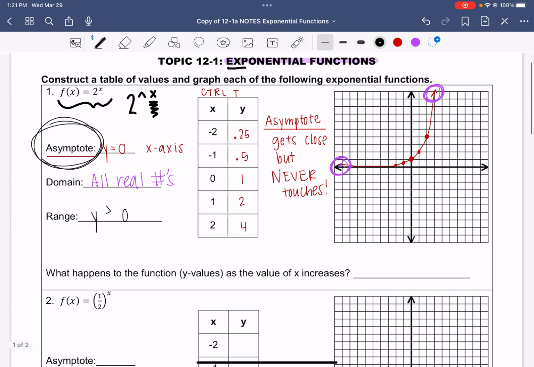All right. So what happens to the function's y values as the values of x increase? Pretty much it's asking, as I increase on the x-axis, what's happening to my y values? Oh, well, they're pointing up forever, right? So as I go to the right on the x-axis, it goes up forever. So that's going to be increases.